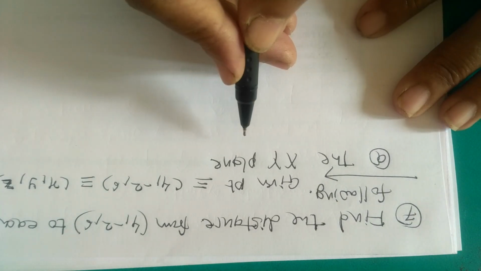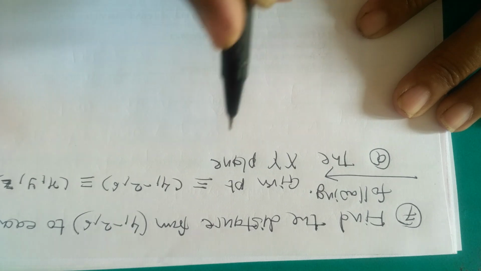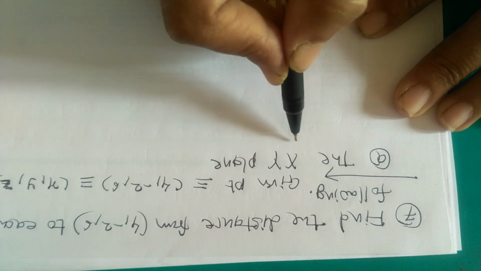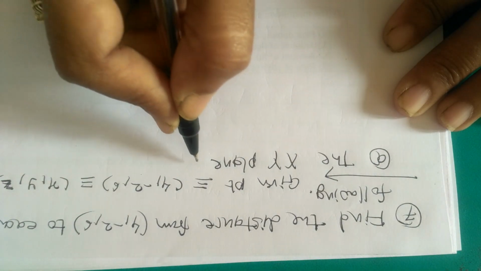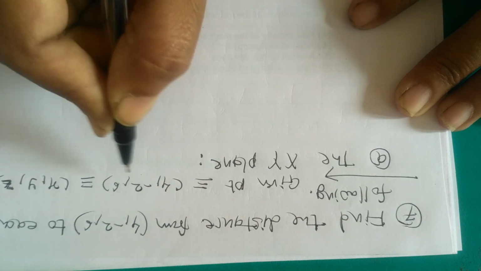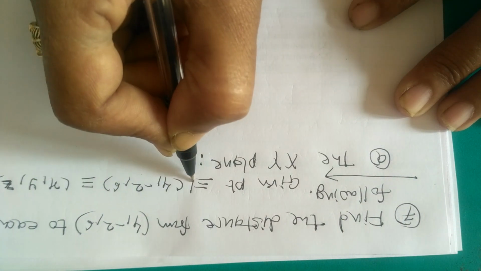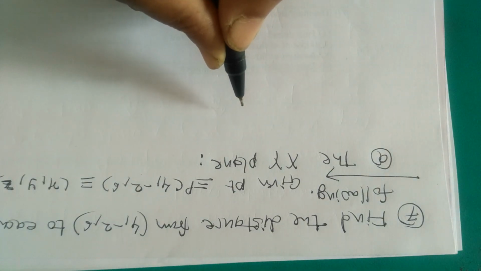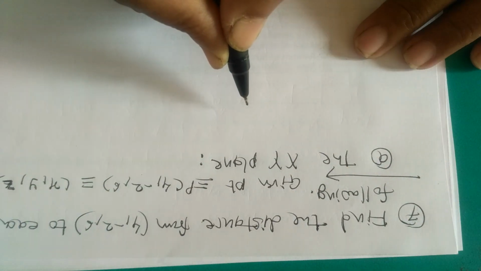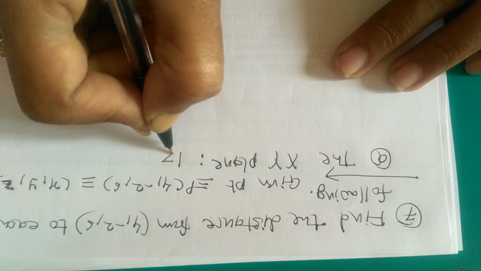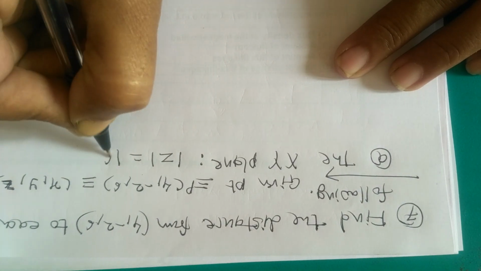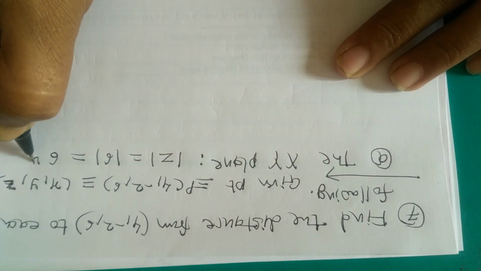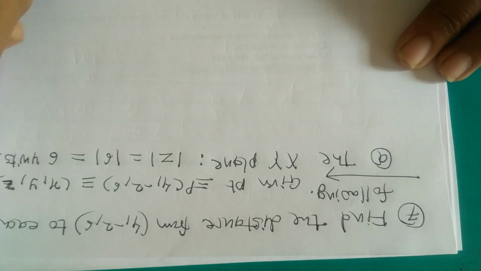Simultaneously we take the solution. The xy plane means to find the distance of this point from this plane. So the distance of the point P from the xy plane is nothing but, from the distance concept, the perpendicular distance along the z axis, so we take mod z, and its value is mod 6, which is 6 units. Very easy formula for this.